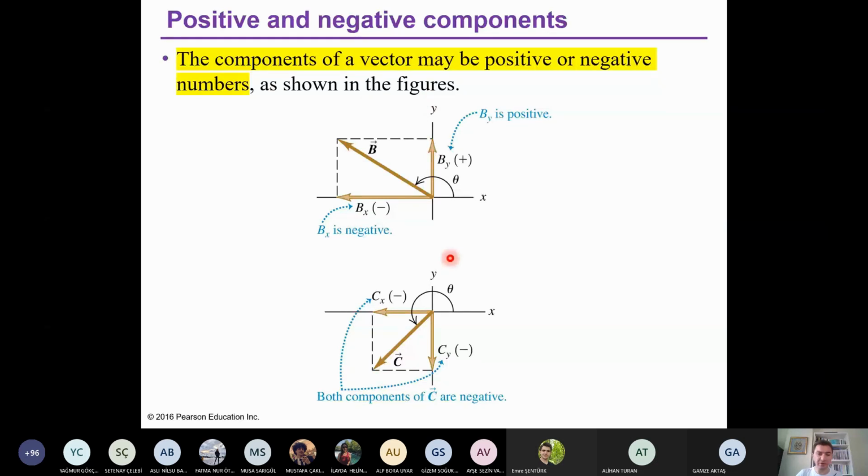Okay, then let me continue with that example. Here we have a C vector. It has a certain direction and a certain magnitude. And what about its components? The x component here is along the negative x direction. For this reason, the x component of the C vector is negative. Then here we have the y component of the C vector. It is also along the negative y direction. For this reason, this is also negative. So both components of this C vector are negative.